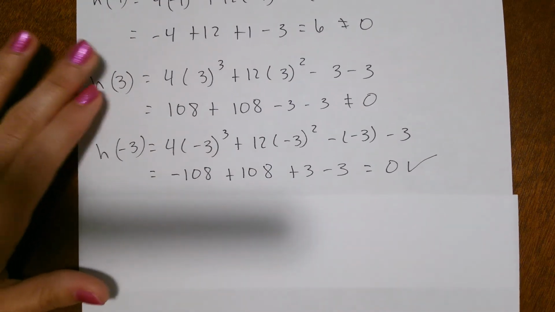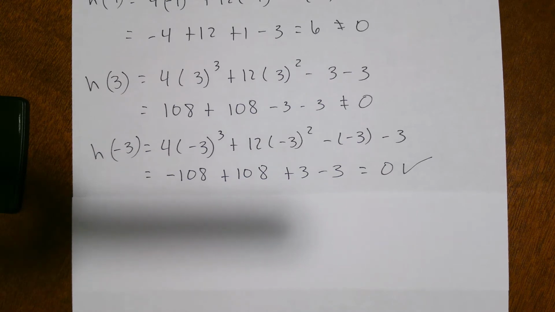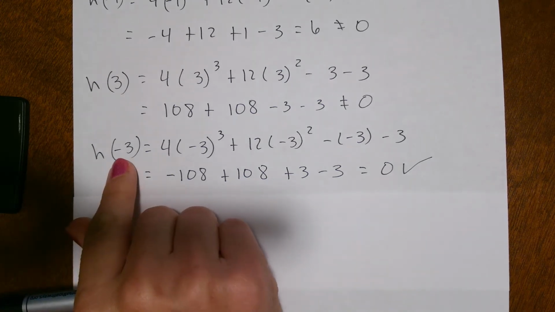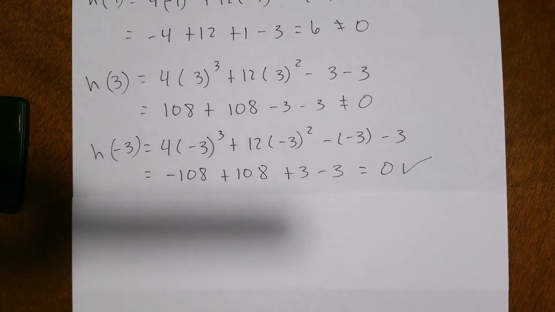So we can either use synthetic division or we can use long division. If I use long division, I need to take my 0 and turn it back into a factor. So instead of negative 3, I would have x plus 3, and then you can do the long division. I'm all about synthetic division if I can use it.